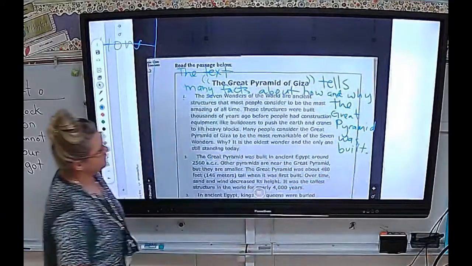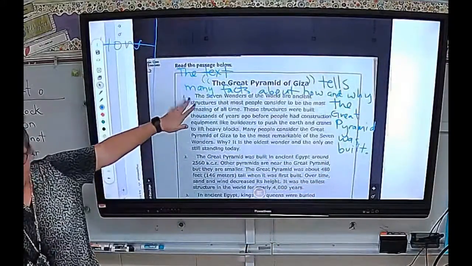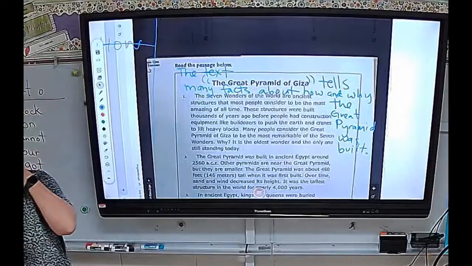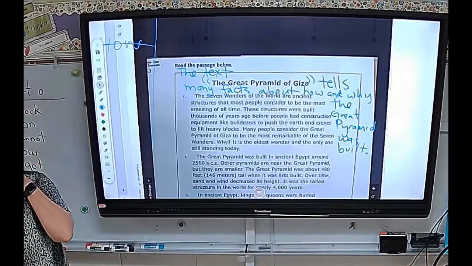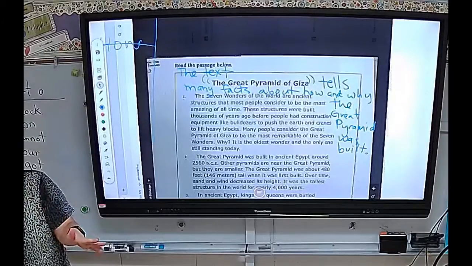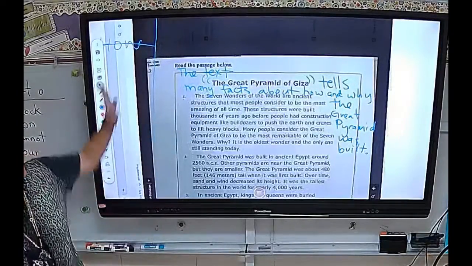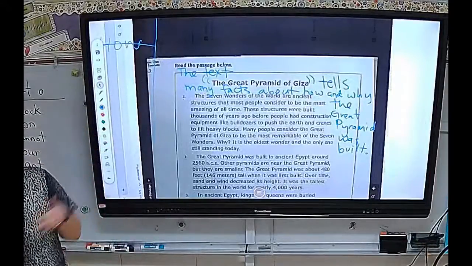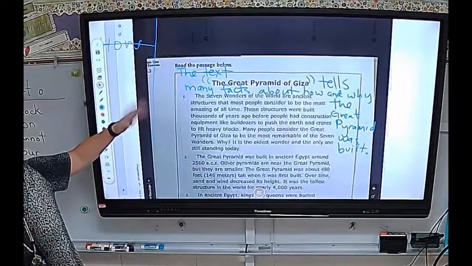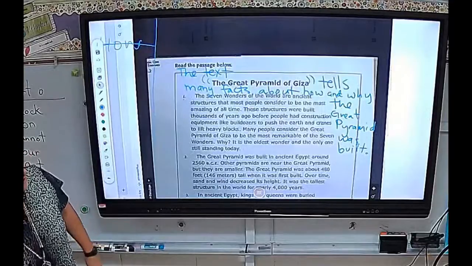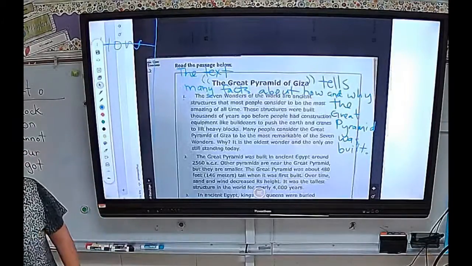All right. So I can go ahead and write this sentence down. You can write it on your paper. That way when it's time to do your intro paragraph, you've got it ready to go. I'm using the title, and I have to put that title into a sentence. So the text, the Great Pyramid of Giza, tells many facts about how and why the Great Pyramid was built.